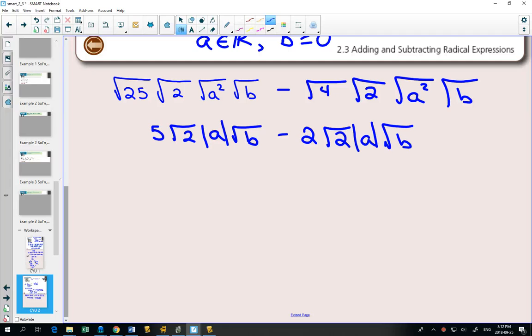So I have 5 of them here. 5 craziness minus 2 craziness. Right? That would leave me with 3 craziness. Are you okay if I write the absolute value of a first and then put my square roots back together? And we've simplified.